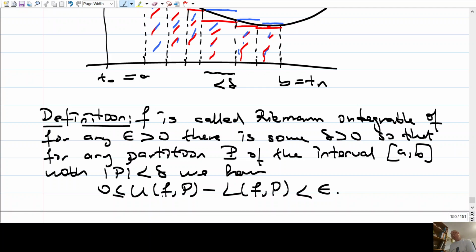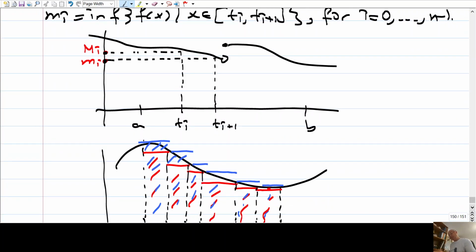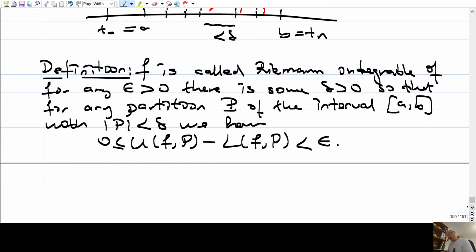If this is satisfied, then the distance between upper and lower Riemann sums is less than epsilon. What does this mean? What is the distance between upper and lower Riemann sums? It is the sum of these areas between these two triangles, the blue triangle and red triangle. So it is this area plus this area plus this area plus this area. All these areas add up to something always less than epsilon.